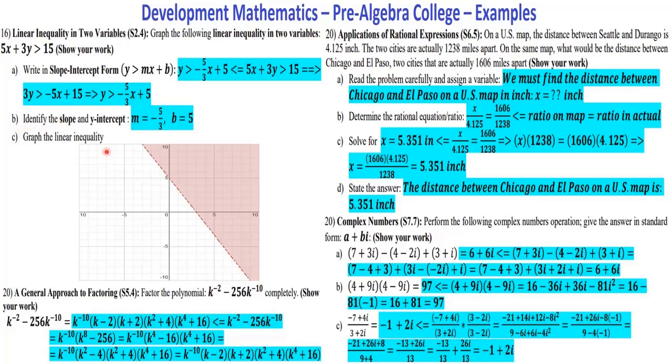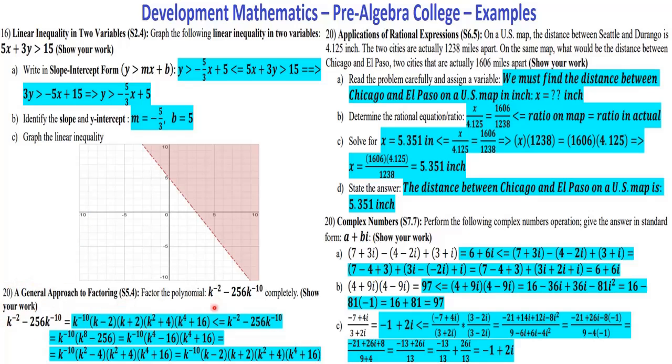Then this inequality, the shaded area is the solution area, the feasibility region, and then you have this dot, which means it is greater. There is no equal sign here. Okay.